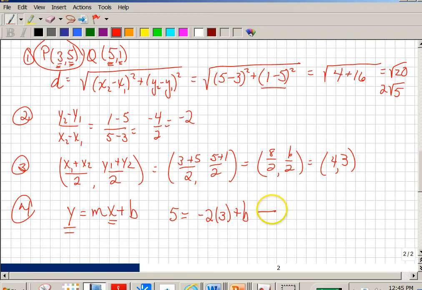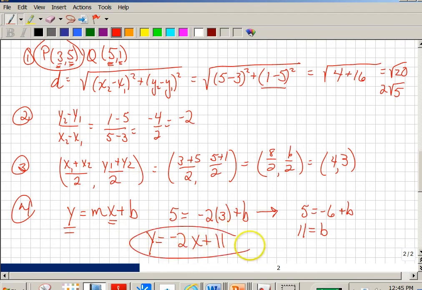So you just take that equation and solve for b, and you get 5 equals negative 6 plus b. Add 6 to both sides of that equation, you get 11 equals b. Now once you have b, it's just a matter of rewriting the equation. Y equals m, which is still negative 2x, plus the b we just found, 11. And there's the answer for the equation of the line.